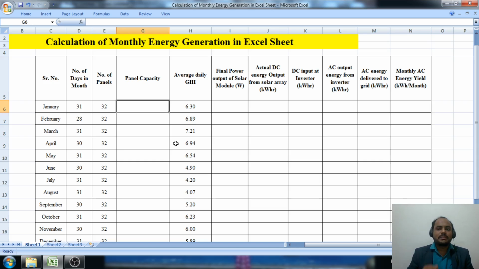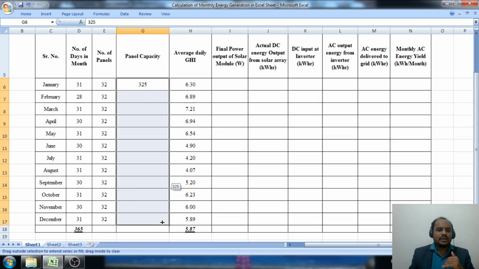Just remember the maximum peak capacity of the solar panel. So let's say it has 325 watt peak as the maximum capacity for the Tata Power Solar module that we are selecting. The same module capacity we have to copy up to the December month. Just select this particular corner of the selected row and copy this value up to the December month.